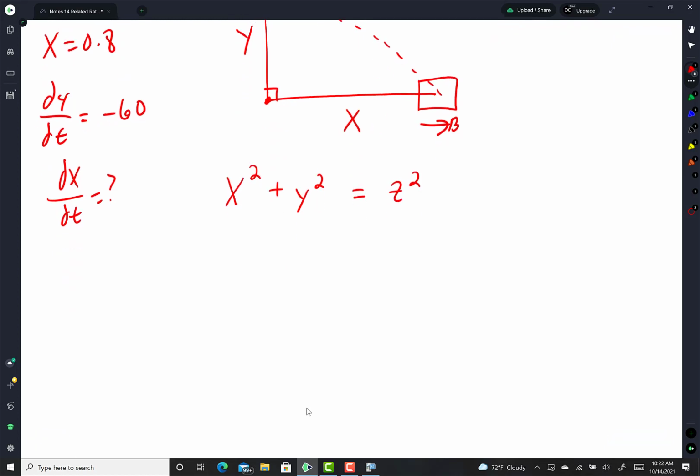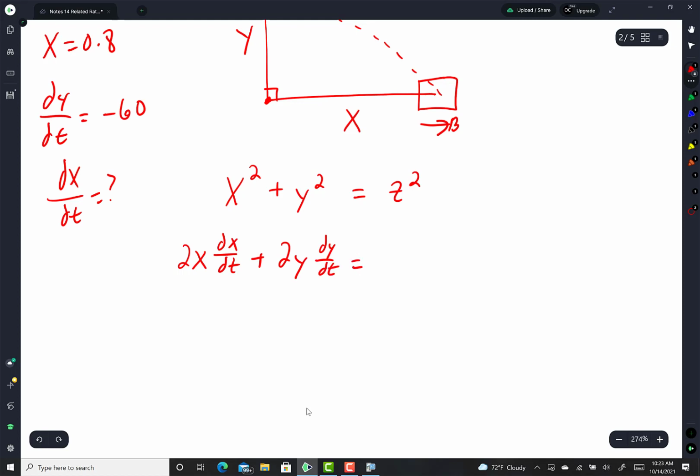What is the derivative of x squared? 2x, but I'm not taking it with respect to x. I'm taking it with respect to what? t. So what do I write right next to it? dx/dt. Perfect. Plus, what's the derivative of y squared? 2y dy/dt. Equals, what's the derivative of z squared? 2z dz/dt.